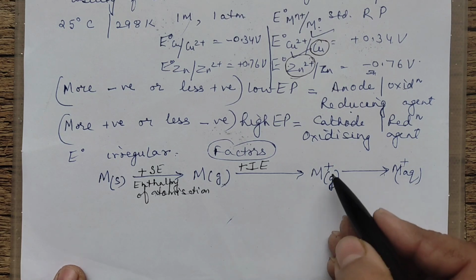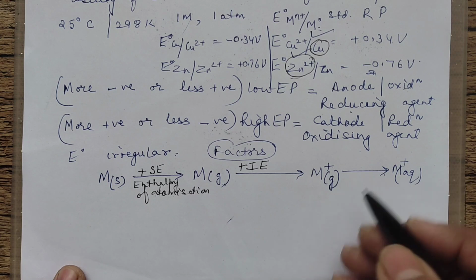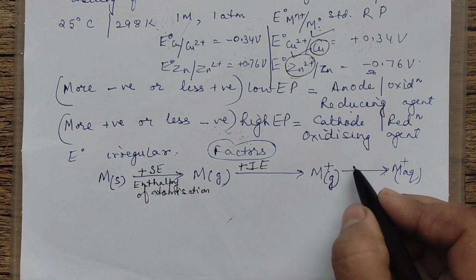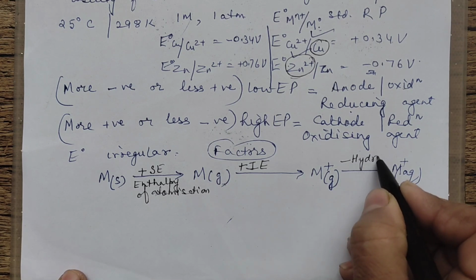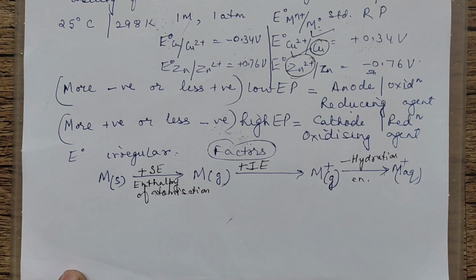Right, the last one is M+ ion in the gaseous state to be converted into M+ aqueous. That means it's water. So in this process, the ion is getting hydrated. When it is getting hydrated, the energy released will be hydration enthalpy. So the last one is negative. It is minus hydration enthalpy.